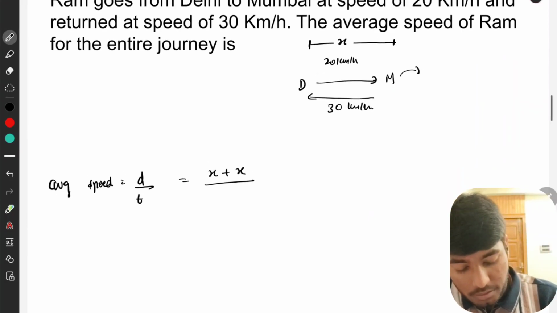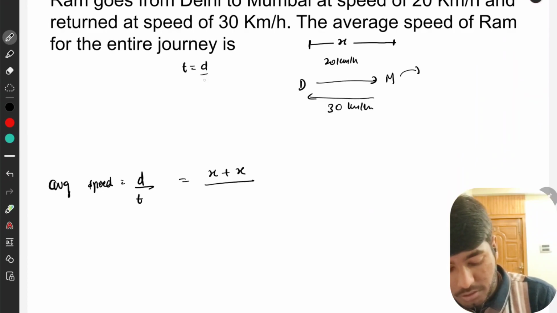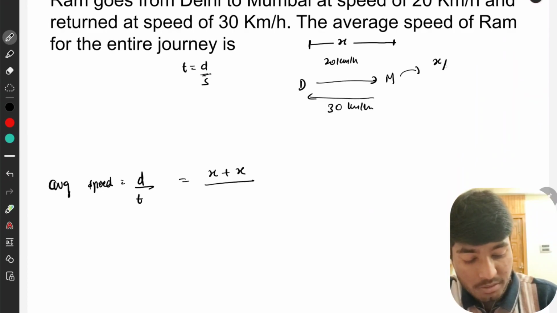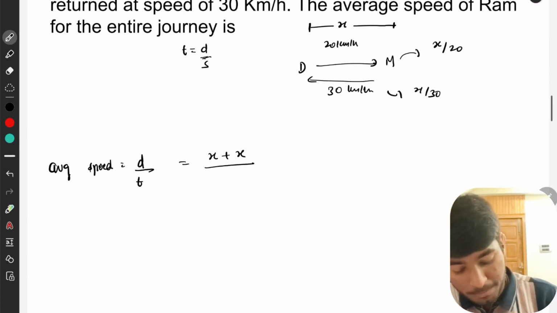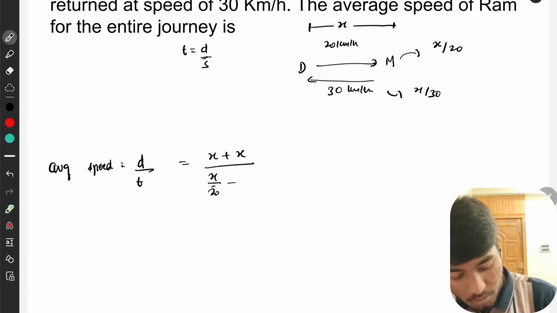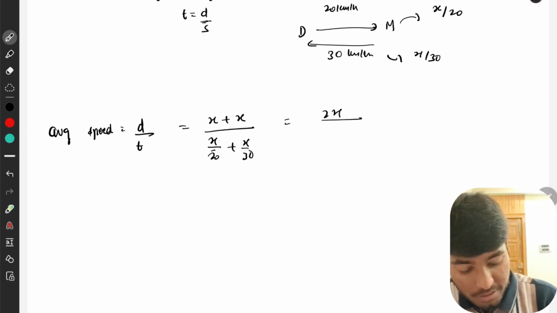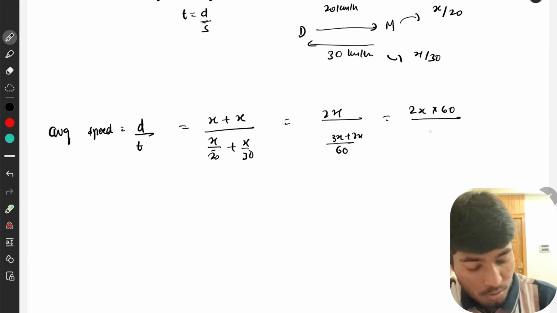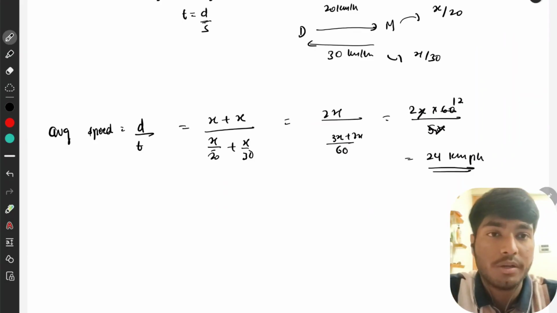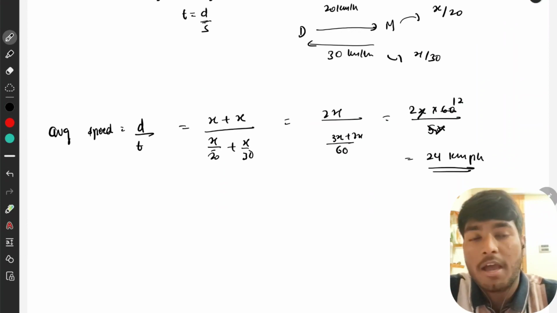The time taken moving from Delhi to Mumbai: remember, time is equal to distance by speed. So time taken is x by 20 kilometer per hour, and here it will be x by 30 kilometer per hour. So x by 20 plus x by 30. Just solve this. The total distance is 2x, and the LCM is 60, so this is 3x plus 2x. So 2x multiplied by 60 upon 5x. X gets cancelled. This is 12, so that is equivalent to 24. So the correct answer to this question is 24 kilometer per hour. That is the average speed.